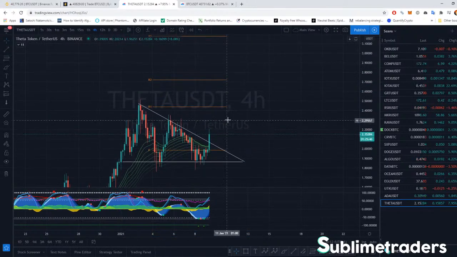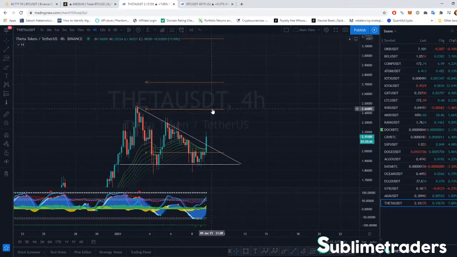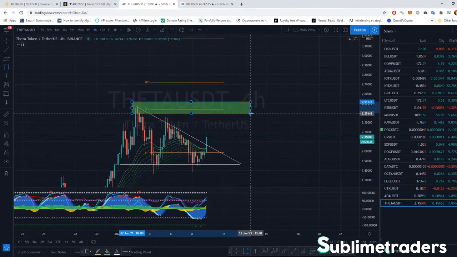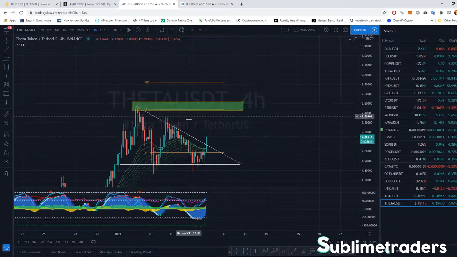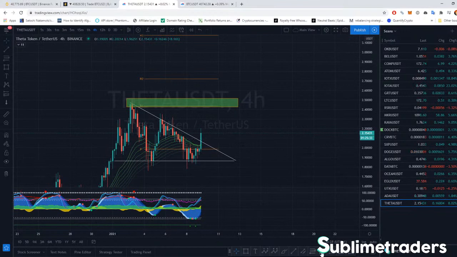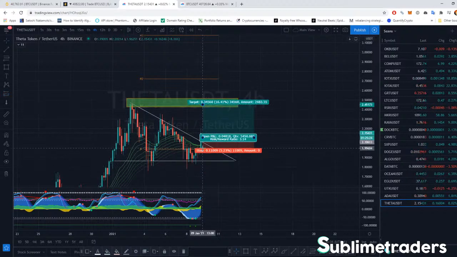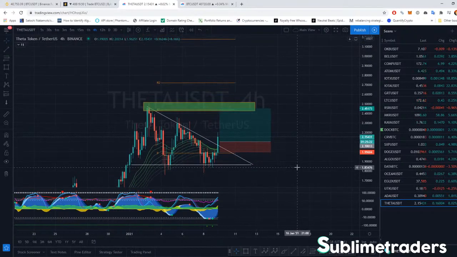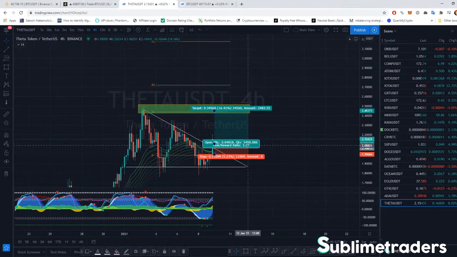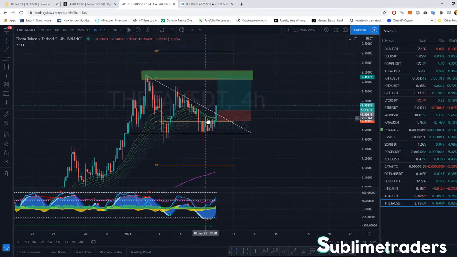So yeah, we have a breakout right now. It can go to the resistance right here, to this area. I think this area is doable. Another potential right here would be okay. Let's wait for a retrace. This would be a good trade right here.